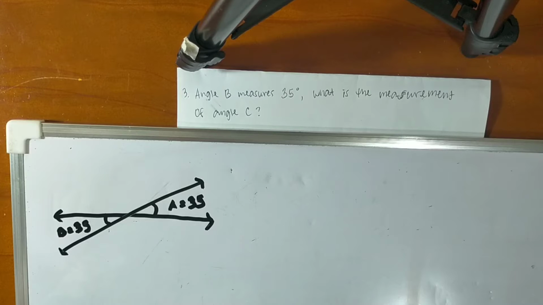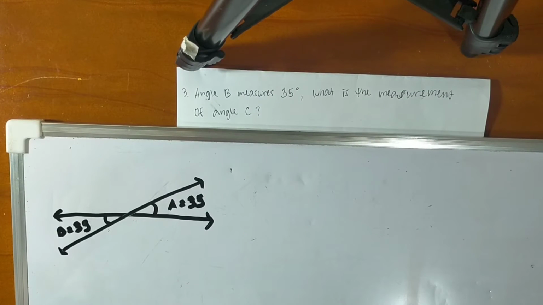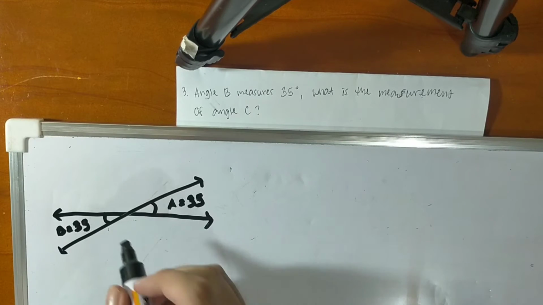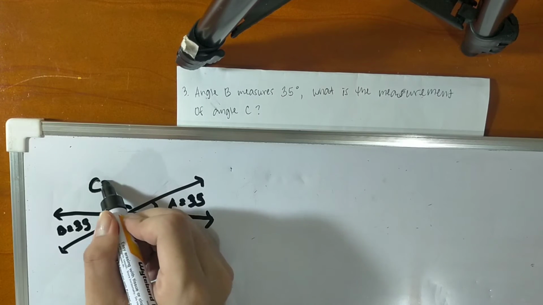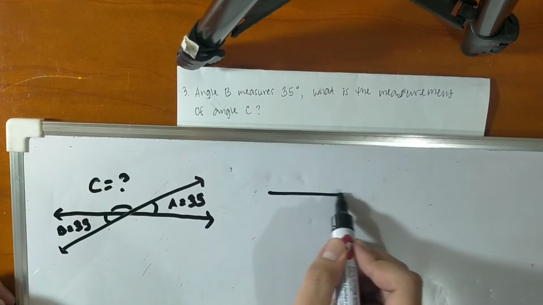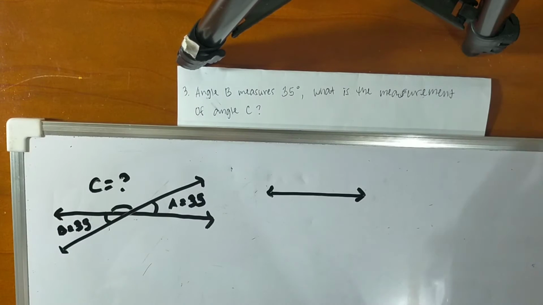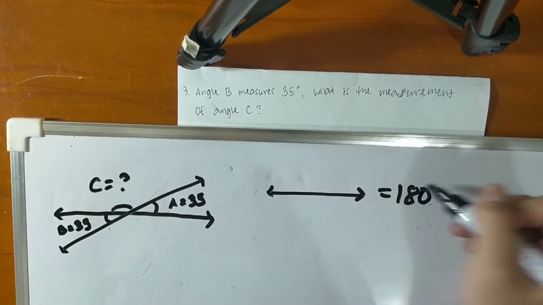For the third problem: angle B measures 35 degrees. What is the measurement of angle C? I'm drawing the illustration, so that angle A equals 35 degrees and B is also 35 degrees. In order to find angle C, I'm just showing my technique in solving this.